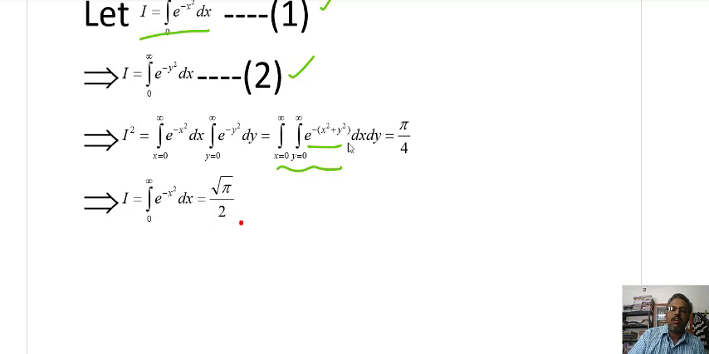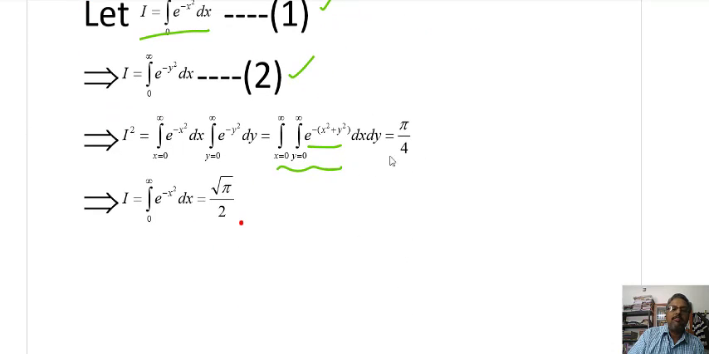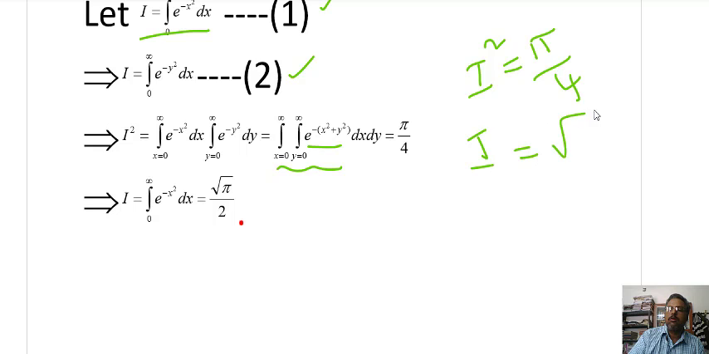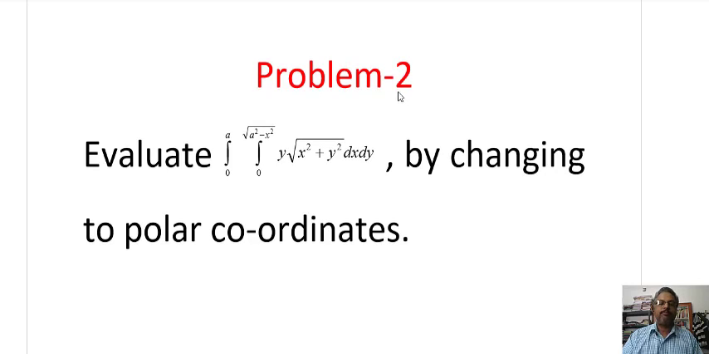This value is already known, we just evaluated the value pi by 4. I square equals pi by 4, so I equals root pi by 2. Now this is the deduction of the first problem. In a similar way, we can find the second problem.